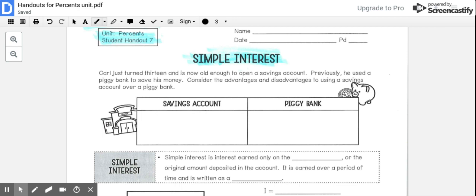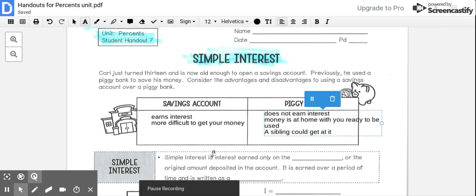So we brainstormed in class what interest was, and we said it could work for you or against you. In this example, we're going to talk about what would be the advantage of having a savings account over a piggy bank. So I want you to pause the video and think about some advantages.